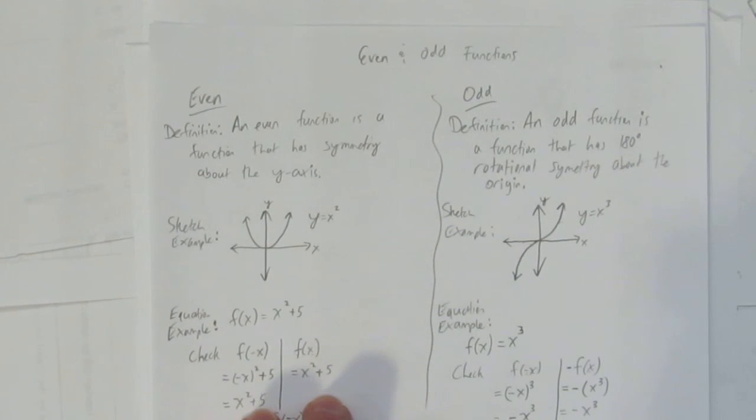So, we've looked at even and odd functions. We know what their definitions are. We could sketch an example. And we know how to check if they're even or odd using function notation.